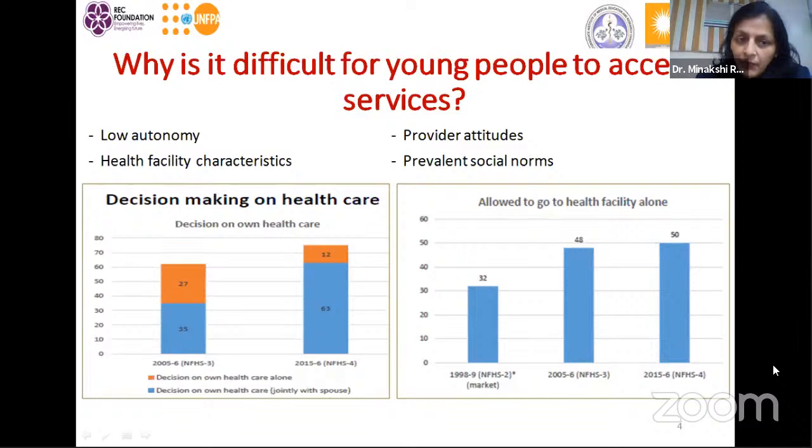So what are the other problems? There are social norms and providers' attitudes that may many times hamper young people from visiting a health facility. Health facility differentiation and the different levels of health facilities are also important for a woman to attend a health facility.